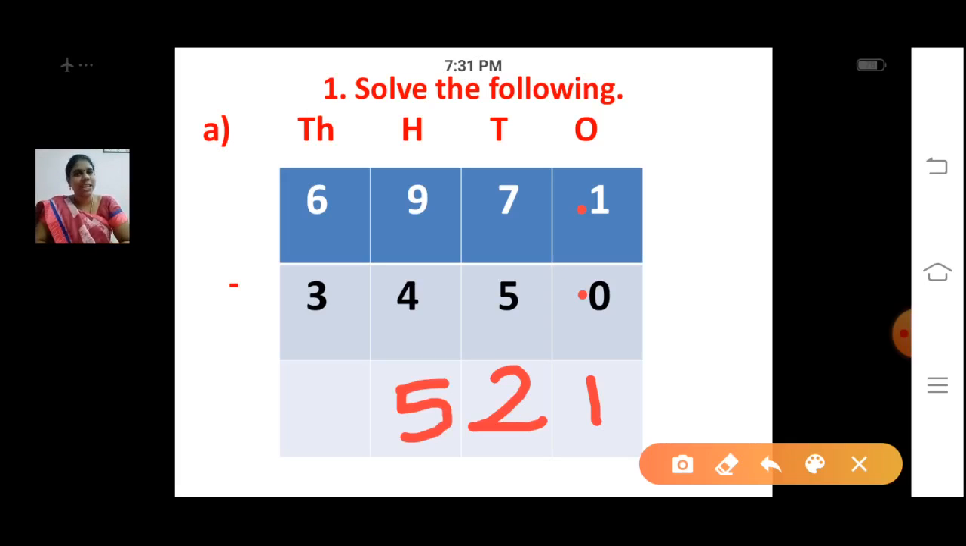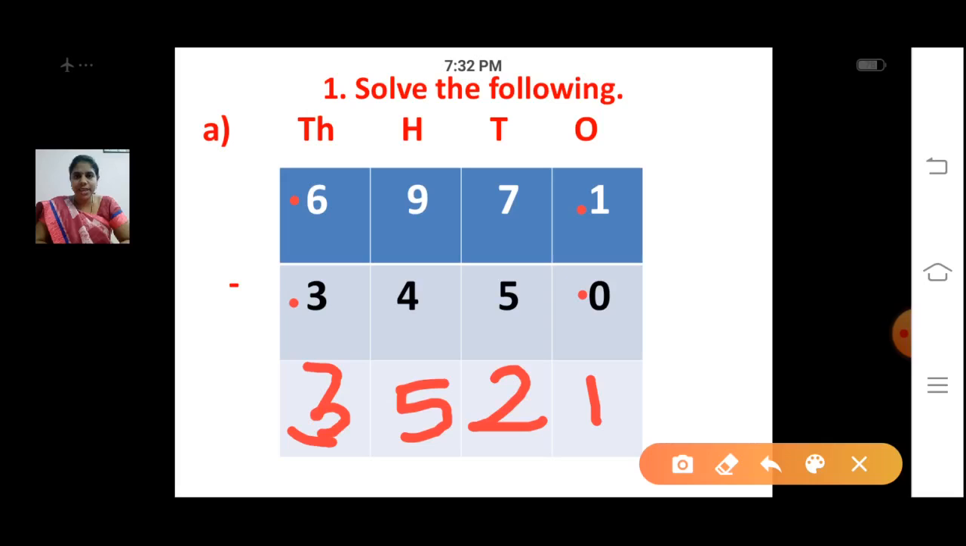Now let's subtract the thousands place. So 6,000 minus 3,000. Start from number 3. Count forward till you reach 6. After 3, 4, 5, 6. So how many? 3. 6,000 minus 3,000 is 3,000. So what is the answer? 3,521.